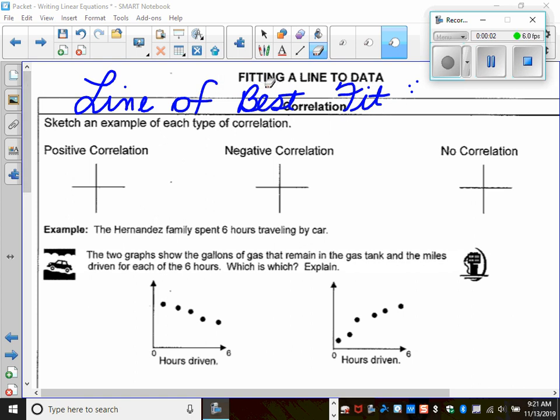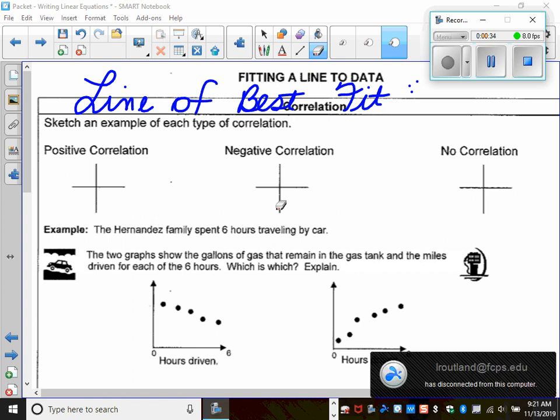38. The title here right now says fitting a line to data. So there are three different correlations that you can have when we're talking about scatter plots. You guys have made scatter plots before, correct? Do you connect scatter plots or not? Do you connect the dots? No, you don't connect the dots. That's why they're called scatter, because they're sometimes a little bit everywhere.